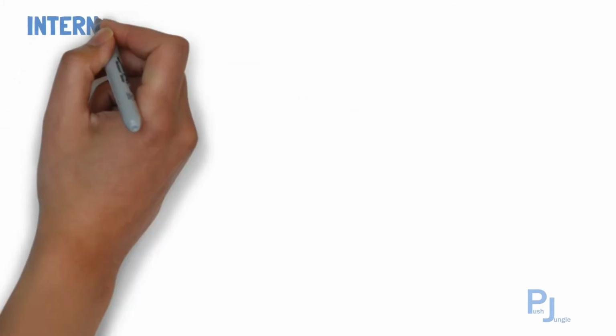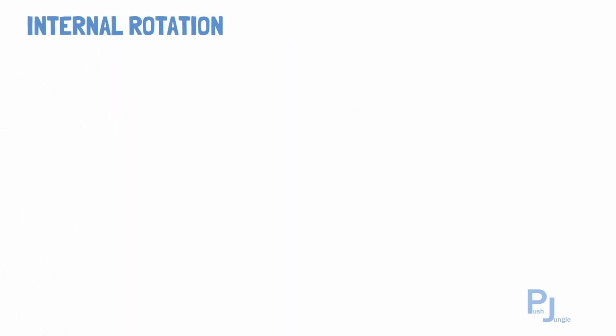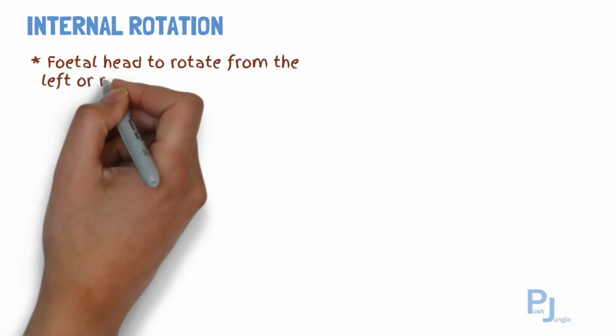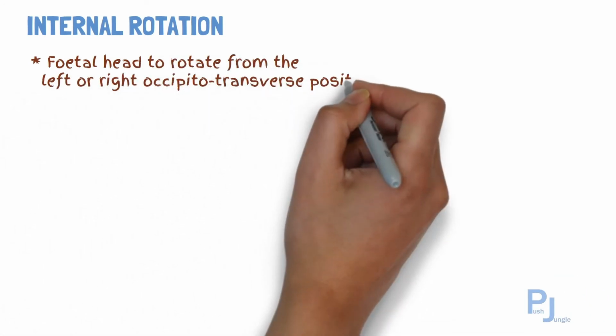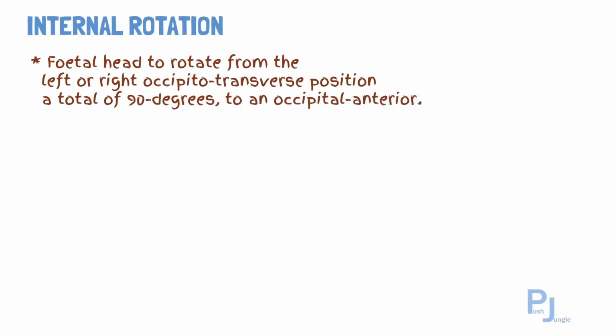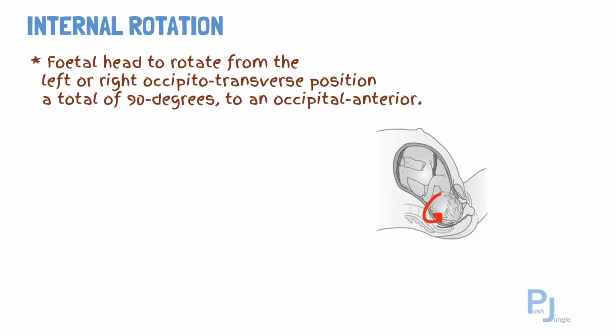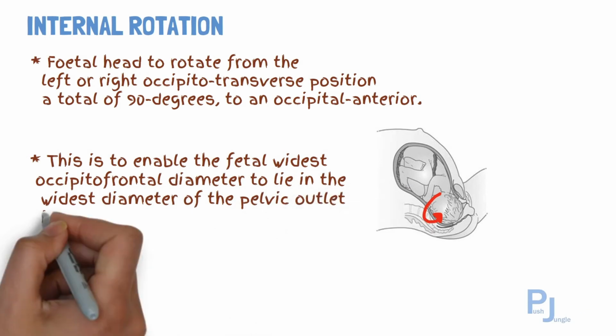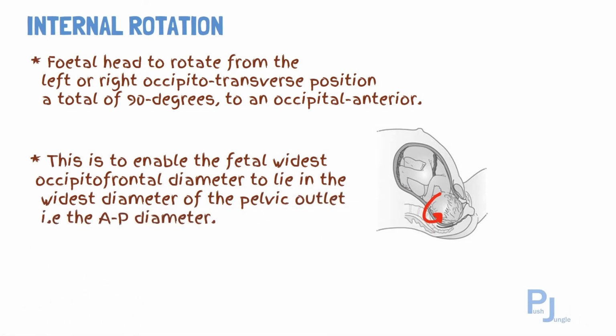The next step is internal rotation. This occurs as a result of rotation of the fetal head from the left or right occipitotransverse position to the occipito-anterior direction, in which the occiput lies in front of the pubic symphysis. This is because the pelvic outlet is widest in the anteroposterior diameter. Hence, the widest part of the fetal head, which is the anteroposterior diameter, must also lie in line with this anteroposterior part of the pelvic outlet.